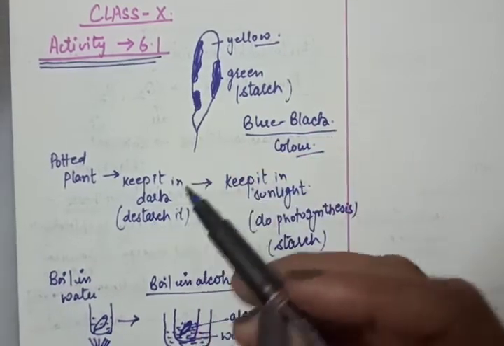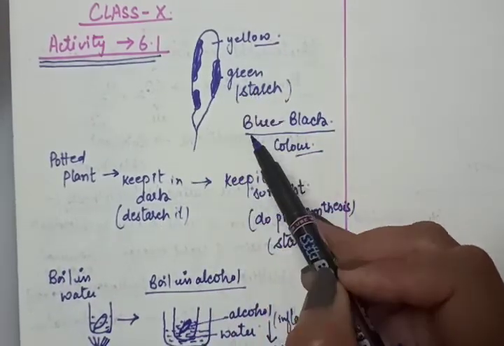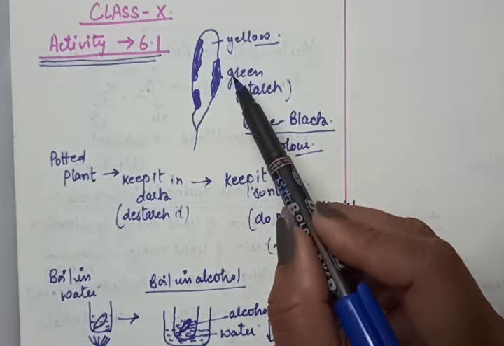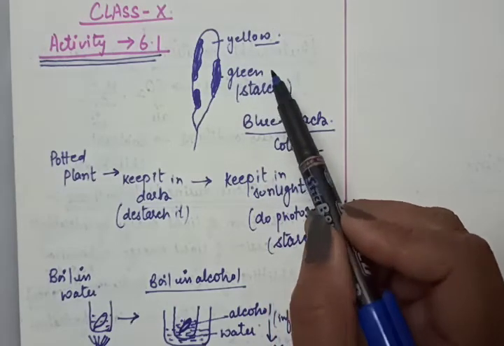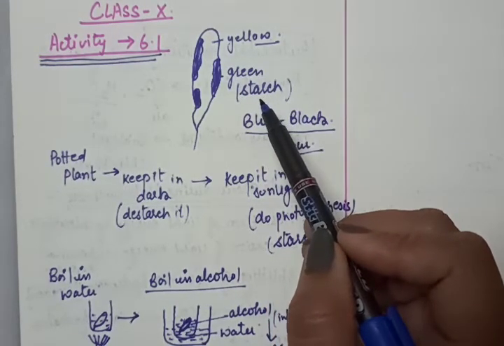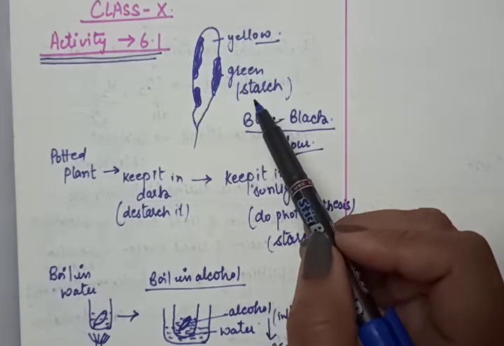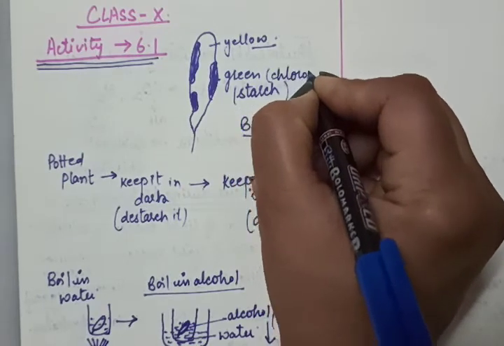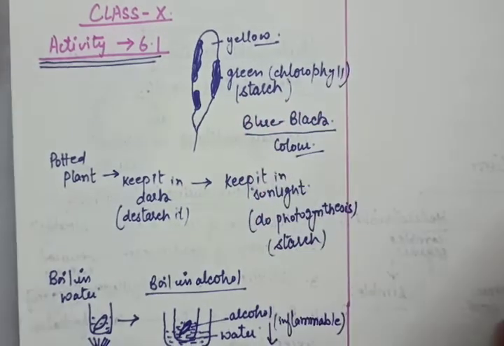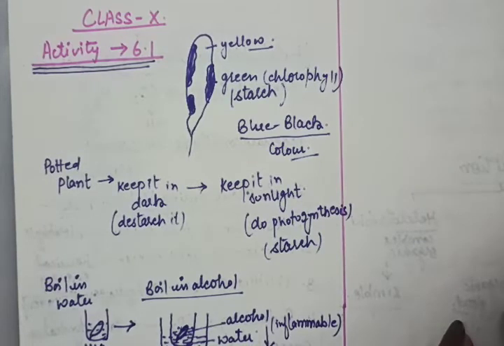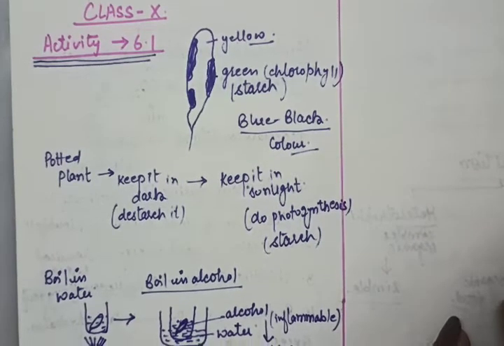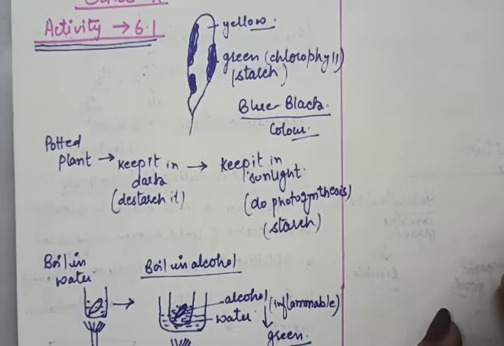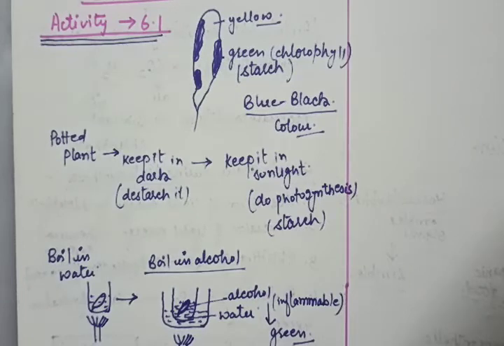So that indicates only the green colored portion becomes blue black, that means only that is having the starch, and only these green colored patches have chlorophyll and they are able to do photosynthesis. That means the chlorophyll is necessary for photosynthesis because these green colors are due to the presence of chlorophyll. Understood? So this is the 6.1 activity that we have done to show that chlorophyll is essential for photosynthesis. Now we will do the next activity, that is activity 6.2.